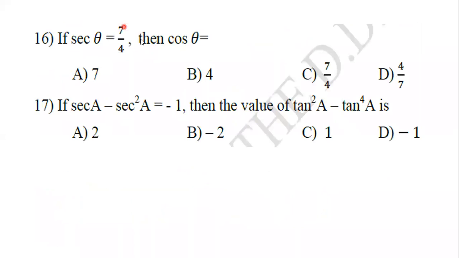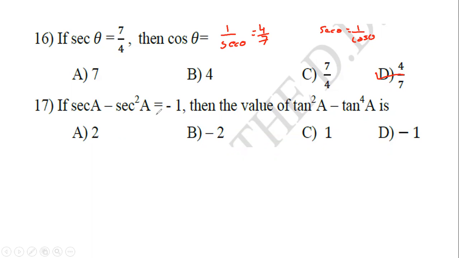16th sum is here: if secant theta is equal to 7 by 4, then cos theta is equal to what? We know secant theta is the reciprocal of cos theta. Then cos theta is equal to the reciprocal of secant theta. So the reciprocal of 7 by 4 becomes 4 by 7. So which option is right? Option D is correct.